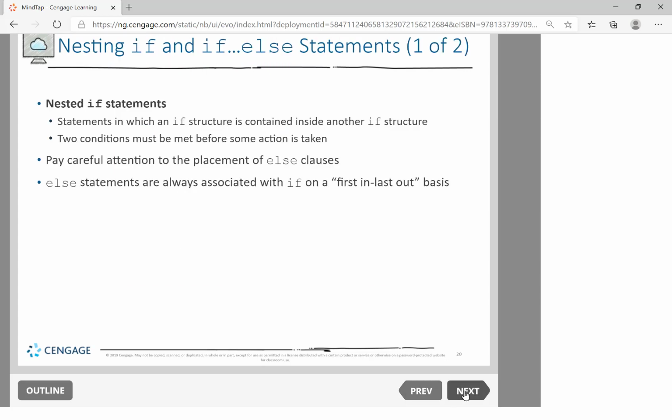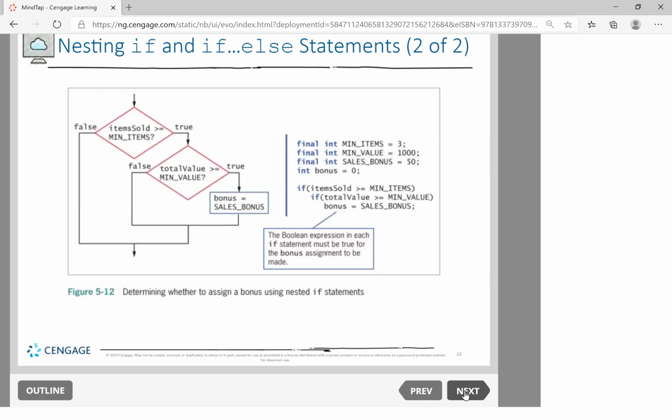We can have nested if structures. Be careful when you're using nested. I'll show some of these, so that they don't get too complicated, that you have everything put together. Here's what I mean by a nested. It's two if statements that you're making sure that both are true. So if it's true that the items sold is greater than the minimum items and the total value is over the minimum value, then you get the sales bonus.